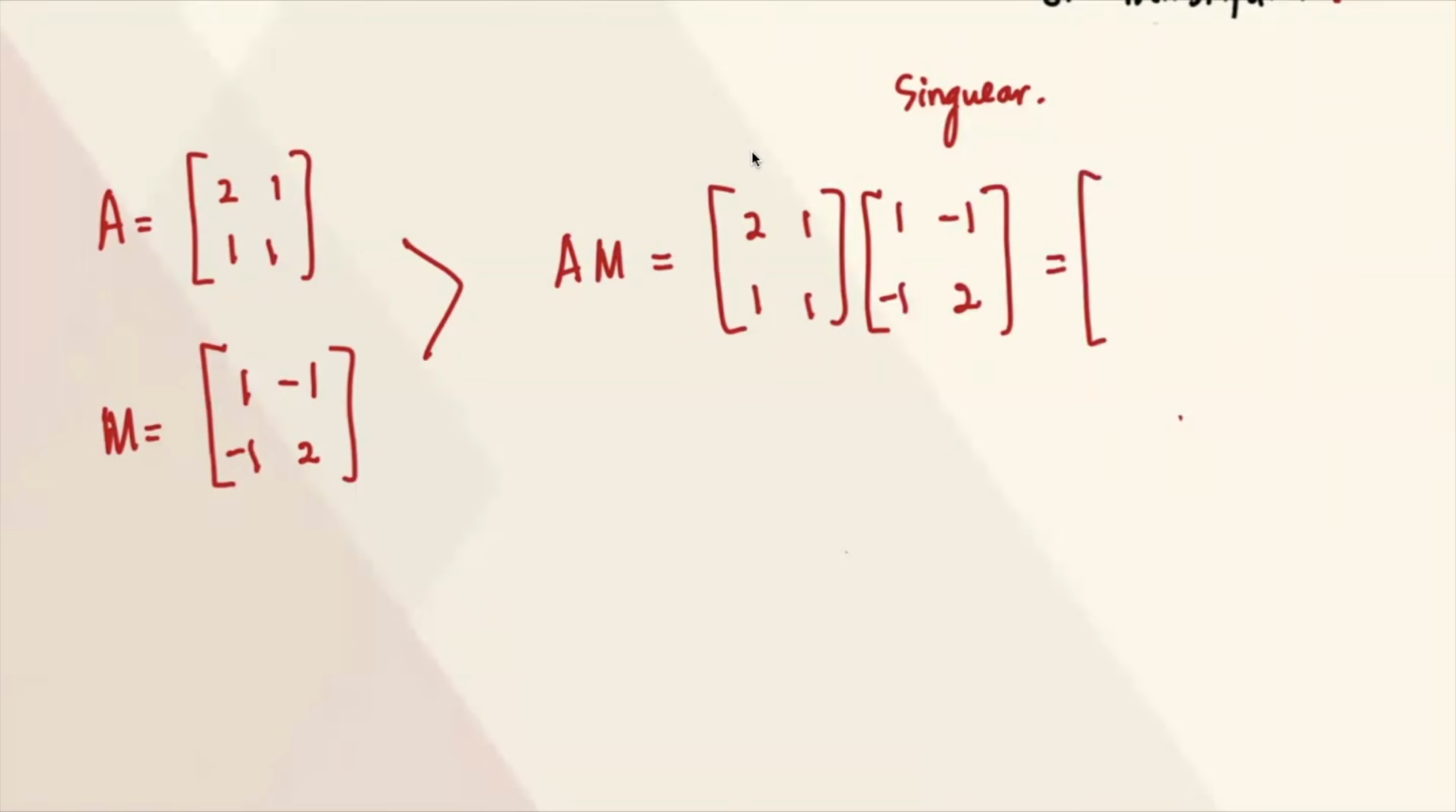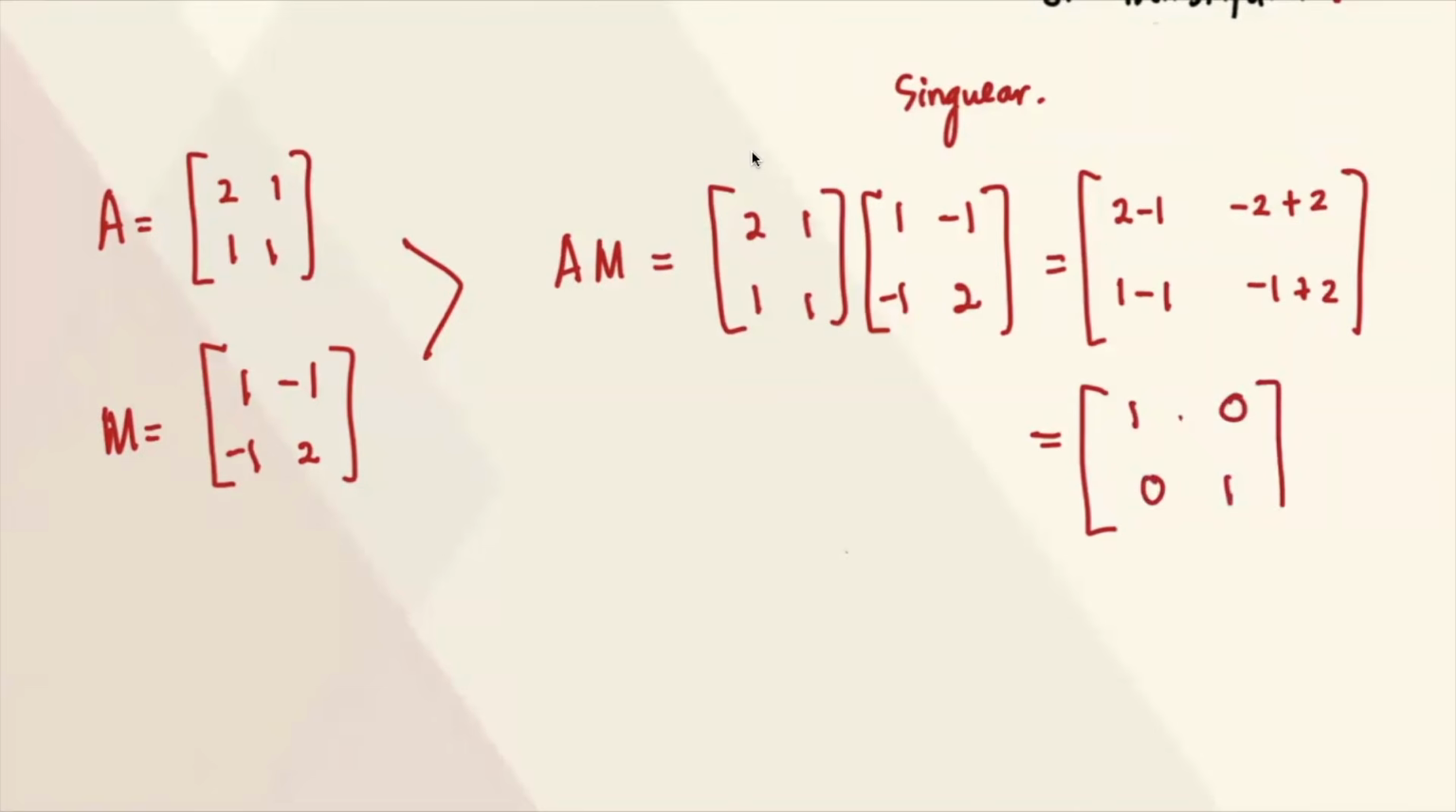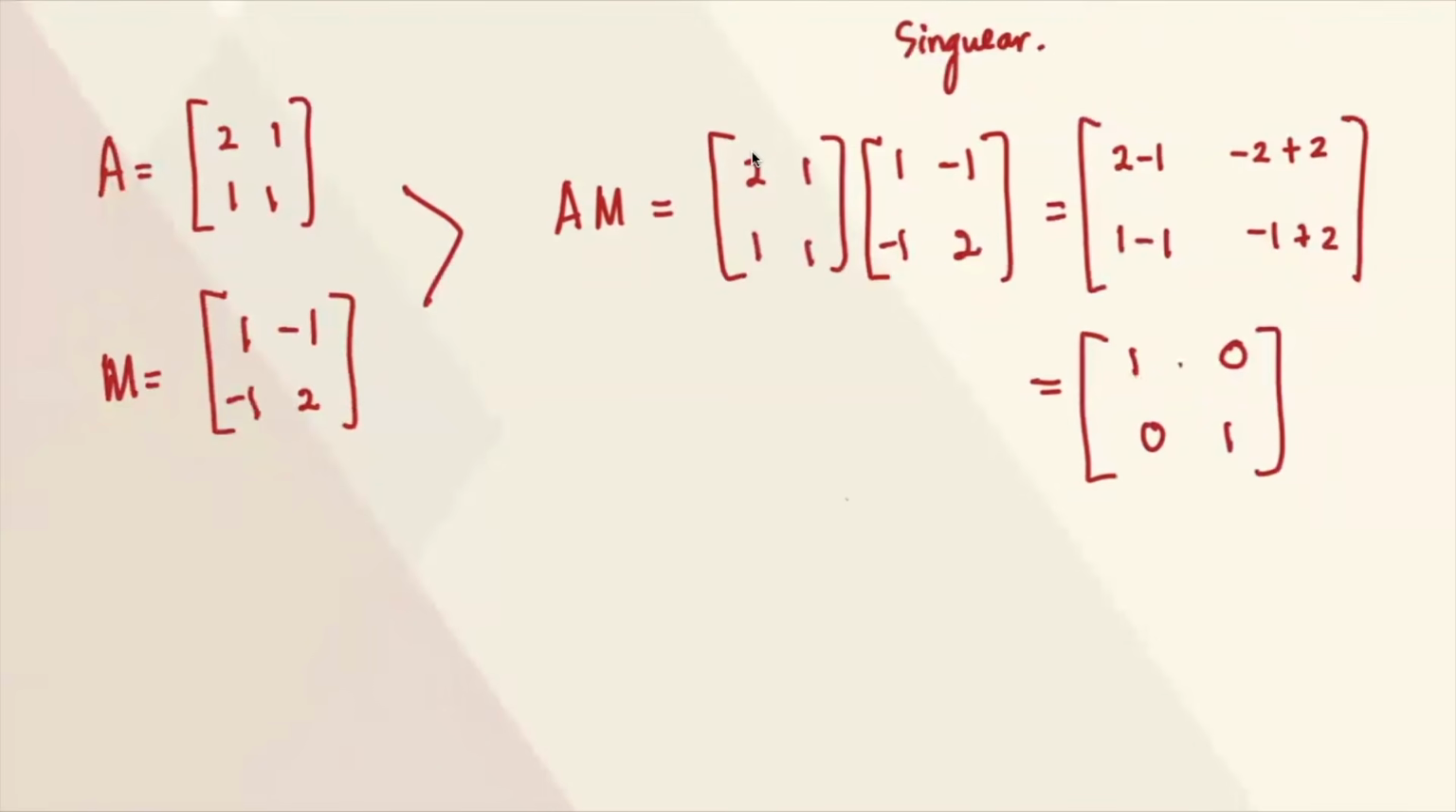So if we multiply this, ang mangyayari magiging 2 minus 1, ito naman negative 2 plus 2. Okay. And then this one is 1 minus 1. And then I have here negative 1 plus 2. If you simplify that, you'll get 1, 0, 0, 1. So this is an identity matrix. So in this case, our M here is a right inverse of A.